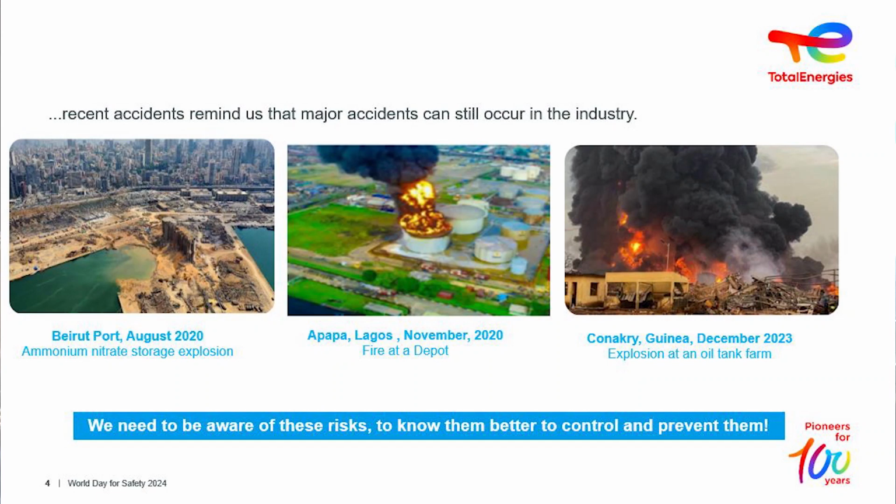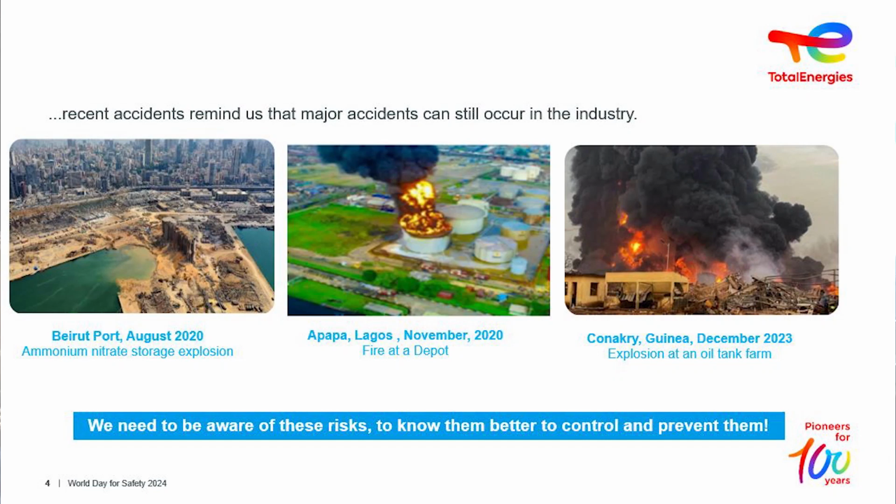Yes, recent accidents remind us that major accidents can still occur in the industry. We've seen all these things. So why do we still have these accidents taking place? That means there's still a gap, and that's what we are trying to be reminded of here. The ammonium nitrate storage explosion. I'm sure many of us still remember that it was all over the news in 2020 in Lebanon. And in this explosion, I think about $7 billion implication, over 200 and something people died.